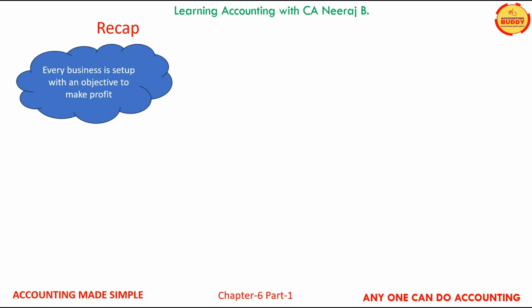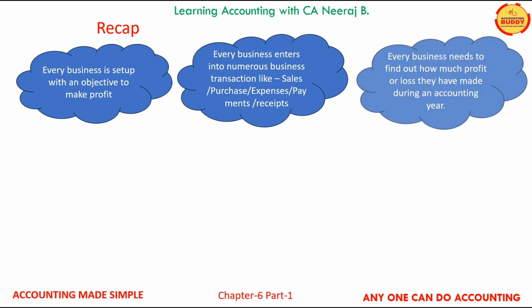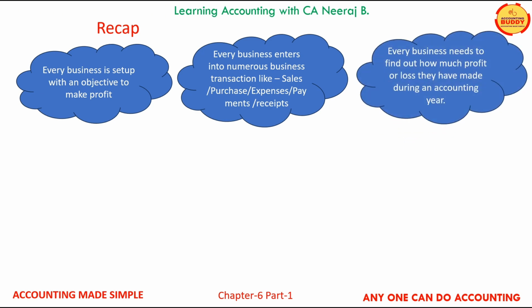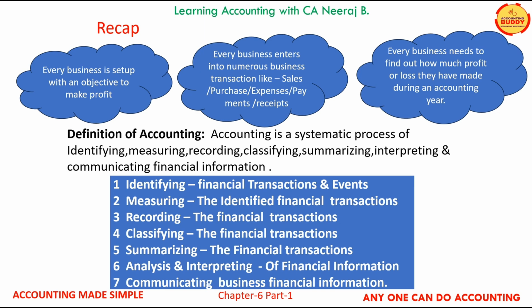Every business is set up with an objective of making profit. Every business enters into numerous business transactions like sales, purchase, expenses, payments, and receipts, etc. to conduct the business. In order to find out the profit earned or loss incurred, the business needs a system. Therefore, the accounting, which is also known as the business language, was developed. Accounting is a systematic process of identifying, measuring, recording, classifying, summarizing, interpreting, and communicating financial information. Seven-step process of accounting is displayed on your screens. Let us understand these steps with the help of a flowchart.